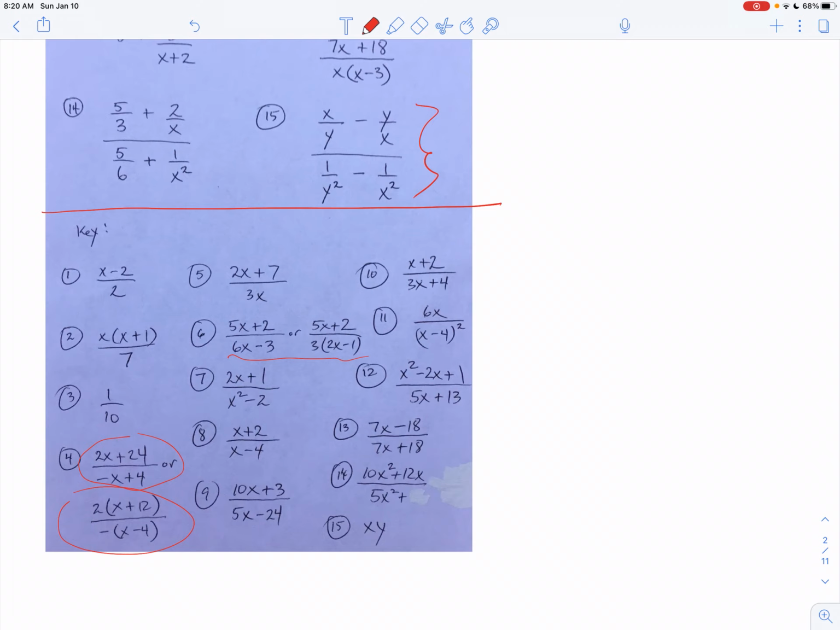Take a picture of it. Check your answers as you go through. Make sure you're matching up with me. And if you need help, please ask for help. I'll be there to help you. All right. That's it.